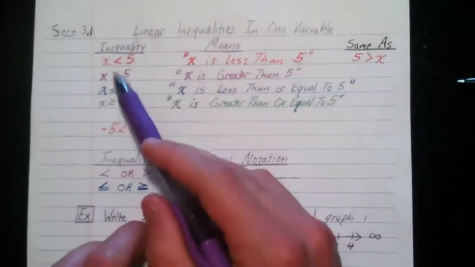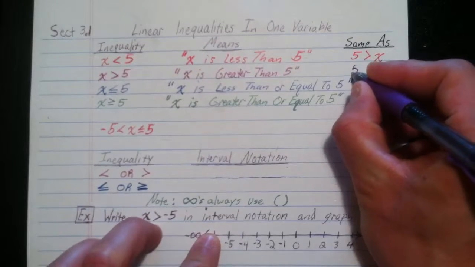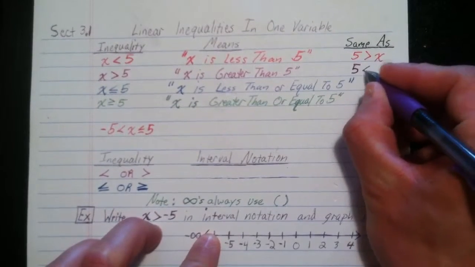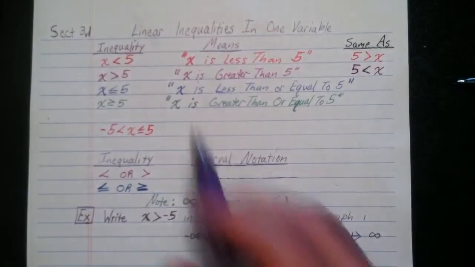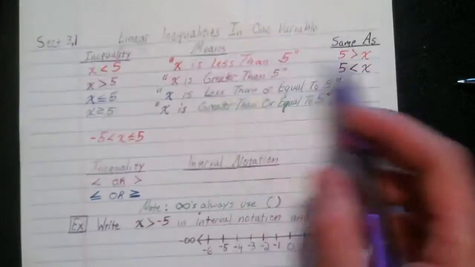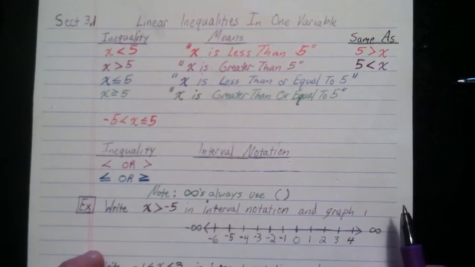So saying x is greater than 5 would be the same thing as saying 5 is smaller than x, because x is greater than 5. Here x is bigger than 5, and written this way, x is still bigger than 5 because the inequality symbol is opening up to the x.